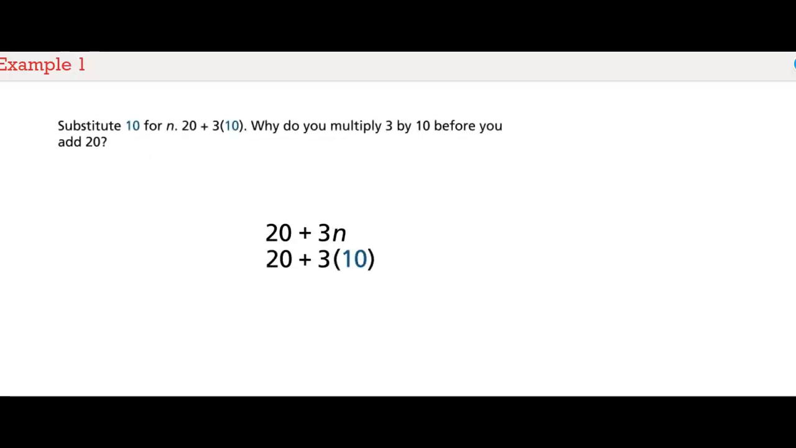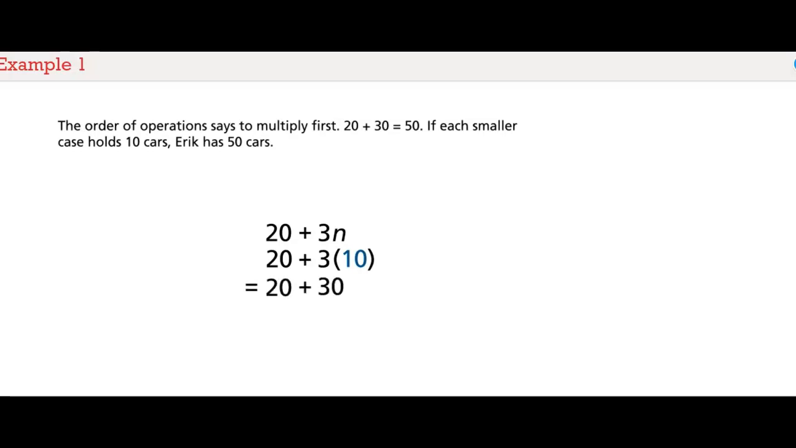Substitute 10 for n. 20 plus 3 times 10. Why do you multiply 3 by 10 before you add 20? The order of operations says to multiply first. 20 plus 30 equals 50. If each smaller case holds 10 cars, Eric has 50 cars.